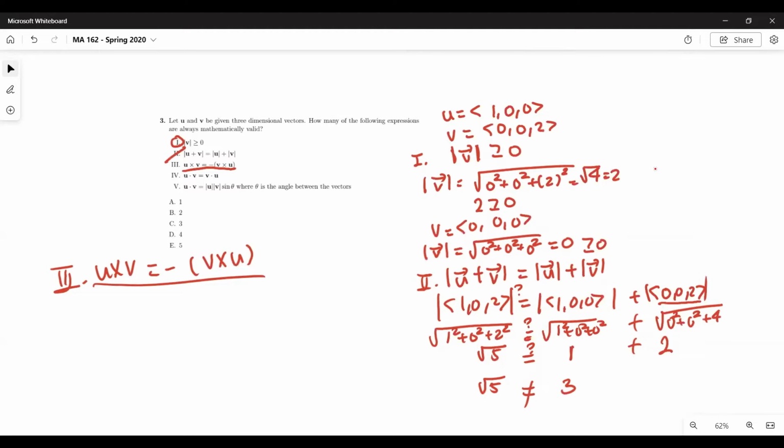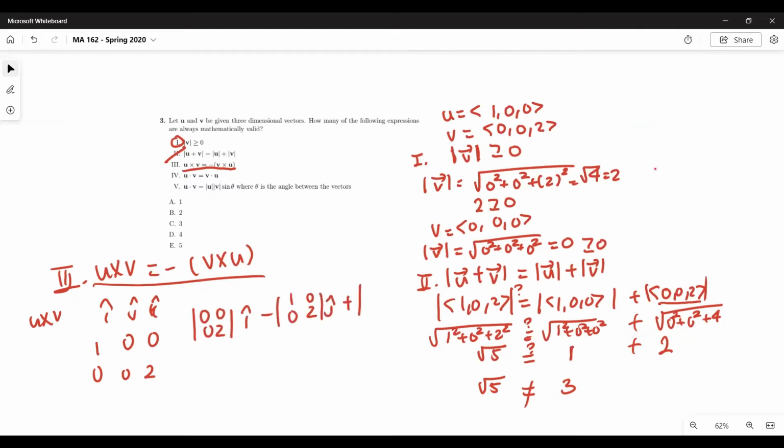I can show you too. So u becomes i, j, k, 1, 0, 0, 0, 0, 2. This is u cross b. So this becomes 0·2 i minus 1·2 j plus 1·0 k. So this just becomes 0i, and negative 2j plus 0k. So this is negative 2j.